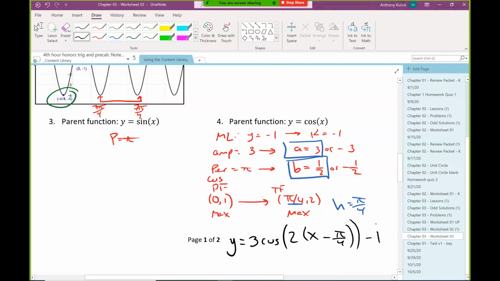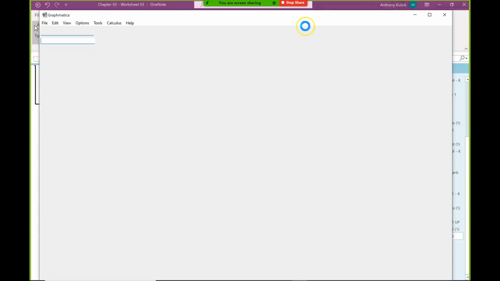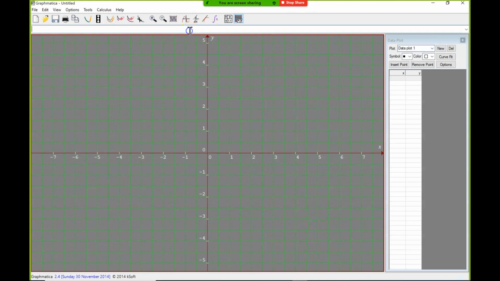Like I got that, and I got the sine function. Okay. So they should be the exact same thing. So we'll type in this one. So this was y equals, what was it, 3 cosine 2, and then it was x minus pi over 4 minus 1, right?